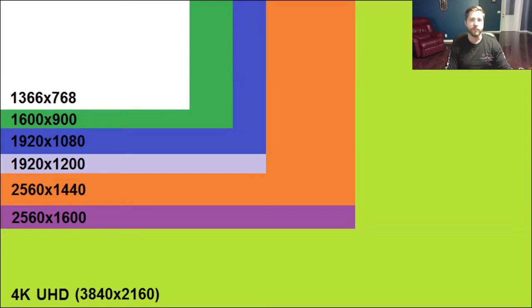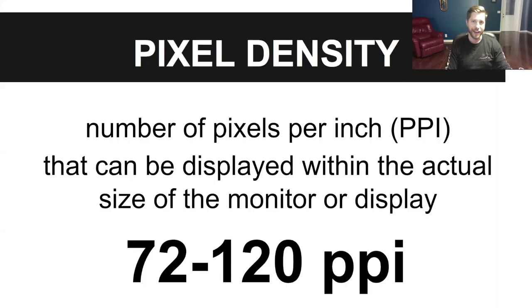But also you have to think about pixel density. How many pixels are packed into the physical space that we see? Pixel density is the number of pixels per inch that can be displayed within the actual size of the monitor or display.